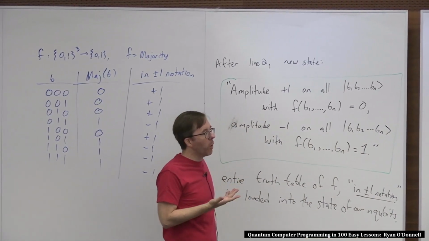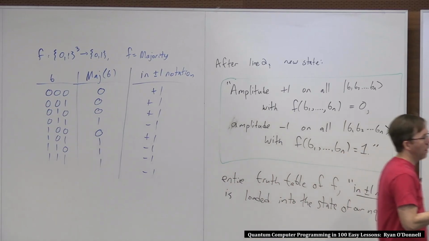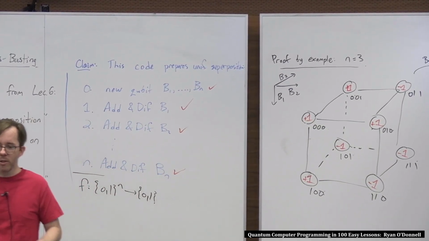And again, it doesn't seem so impressive when n is 3, but it really is impressive, because when n is 1,000, you get all 2 to the 1,000 possibilities here, each with the proper plus or minus 1 value.